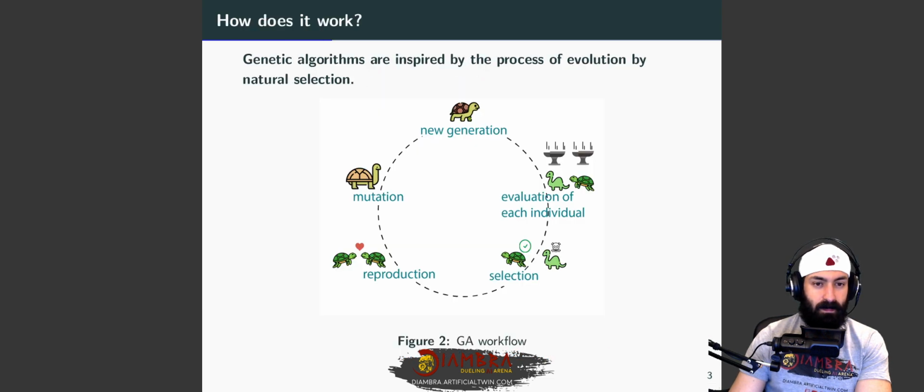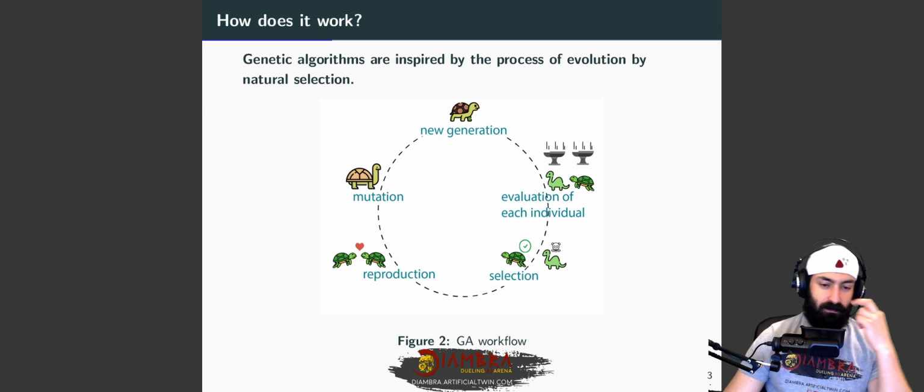In the next slide, we have the main steps of how genetic algorithms work. As I said, they are inspired by the process of evolution, by natural selection. The idea is that we start with a population of candidates. In our case, we have a lot of neural networks, like 100 neural networks, and this is our population. After we evaluate each network, we select which network is the best one, and amongst the best networks, we mix them together. This is called reproduction or crossover, and we also do mutation.